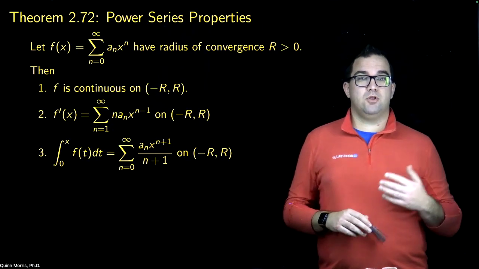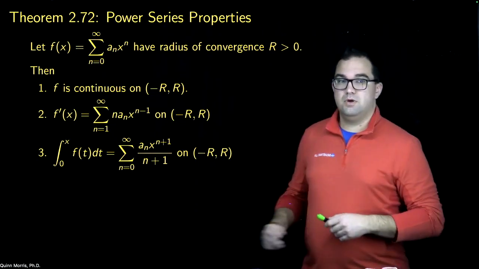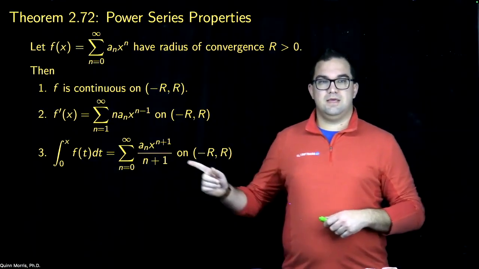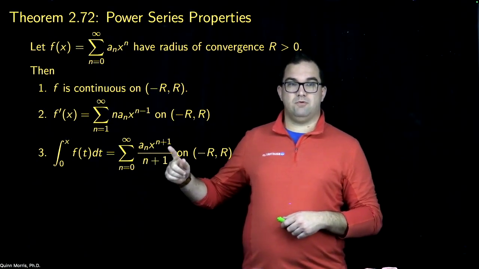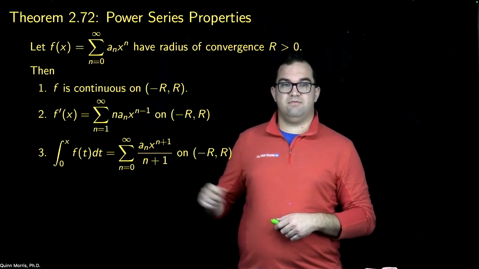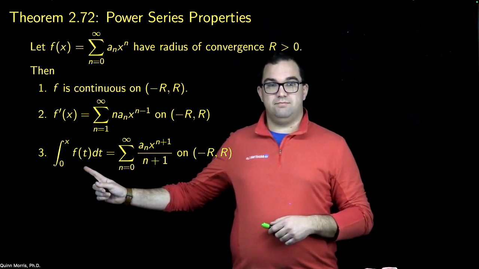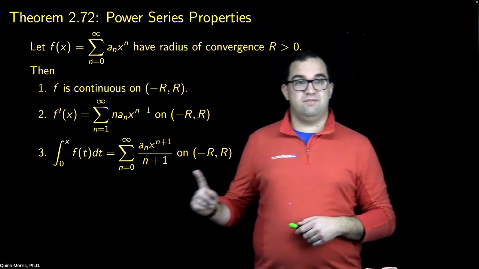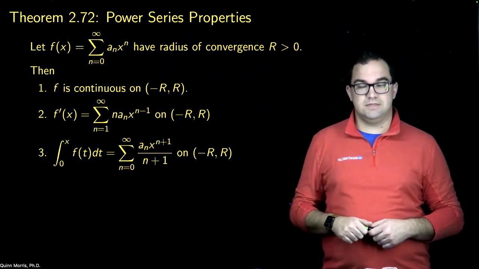And then number three says something similar, but instead of being about derivatives, it's about integrals. So this says that if we want to compute the antiderivative of f, then we can do that term by term. Notice I still have another power series. There's my x to the n plus 1. The coefficient now is a sub n divided by n plus 1. So it's telling me that its antiderivative can be found by taking the term-by-term antiderivative, and that power series converges on the same interval of convergence as the original series.